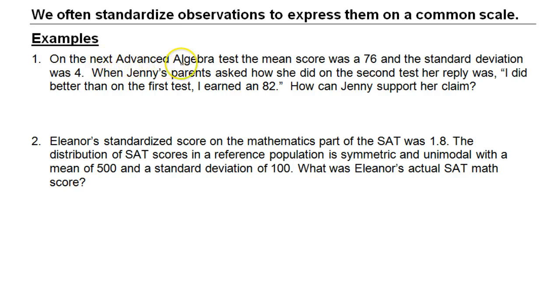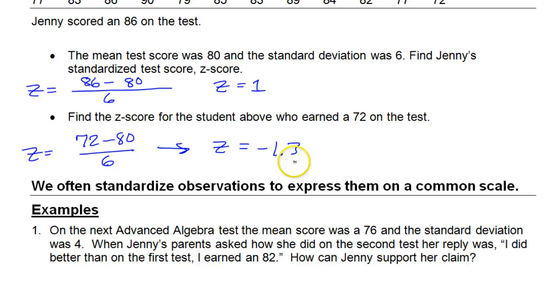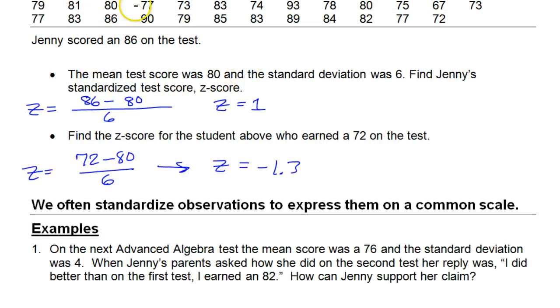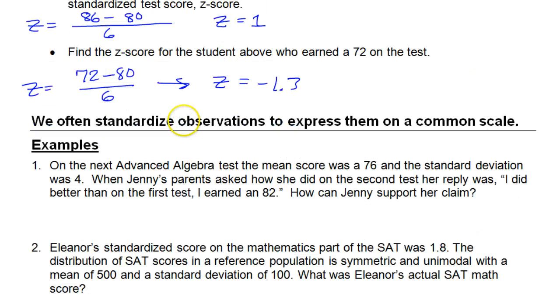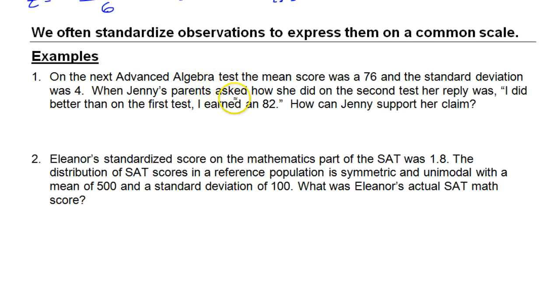So on the next advanced algebra test, the mean score was 76 and the standard deviation was 4. When Jenny's parents asked how she did, her reply was, I did better than I did on the first test. I got an 82. What in the world is Jenny talking about? Well, Jenny got an 82 this time. Last time she had an 86, remember? So why is she saying she did better this time?